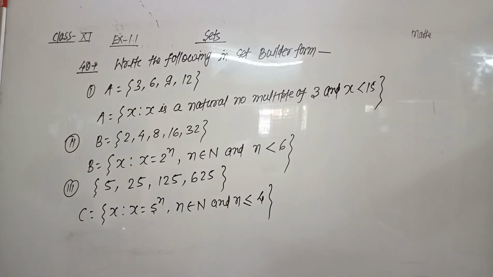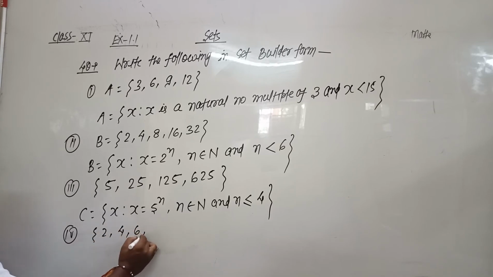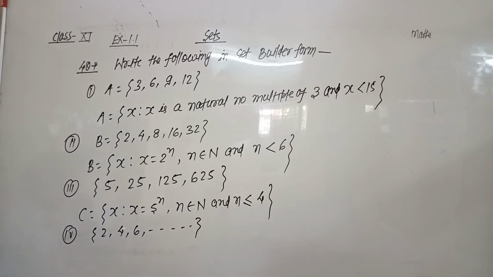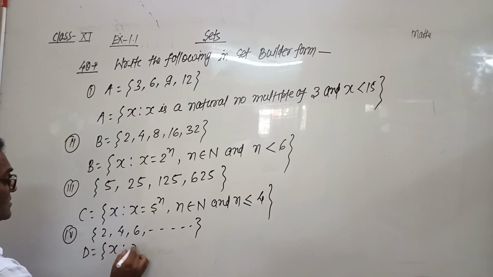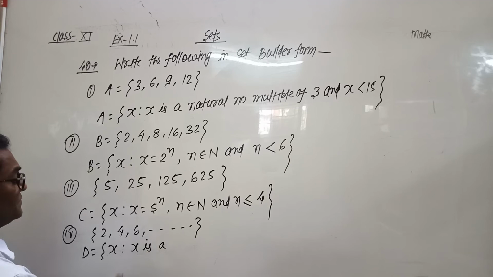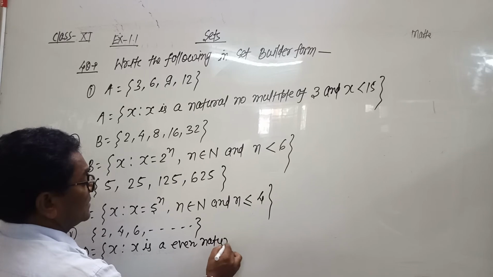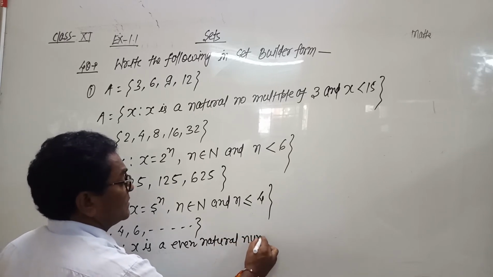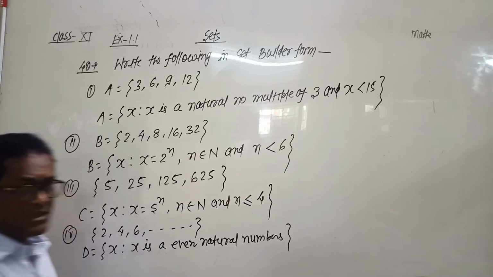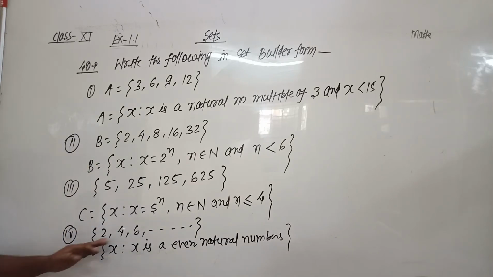Next is 2, 4, 6, dash dash. So D equals {x such that x is an even natural number}. All these are even natural numbers.